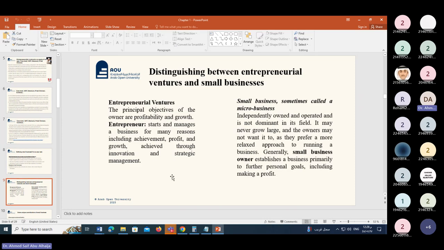Now we need to discuss the difference between entrepreneurial ventures and small businesses. Let us clarify it for you here. Entrepreneurial ventures, which are the pioneering projects. Okay. And small businesses, which are what? The small projects. I do not know what we call it in Arabic, but small businesses. Okay. Or sometimes we call it micro business. Okay. So what is the difference?